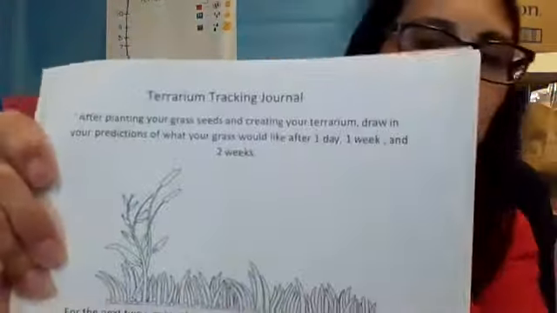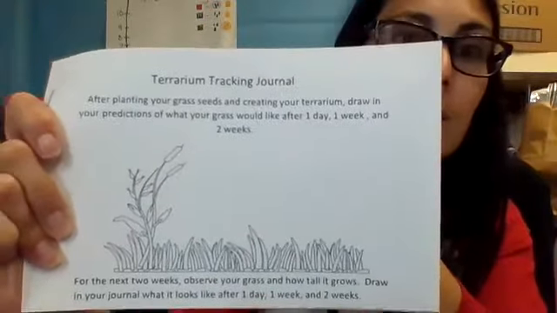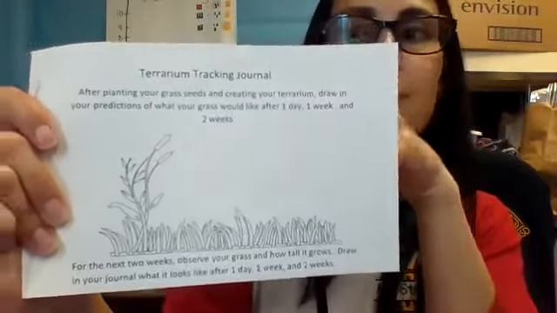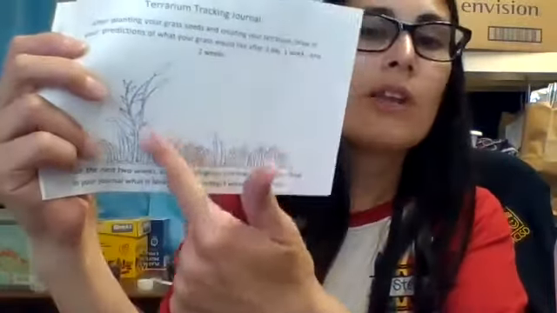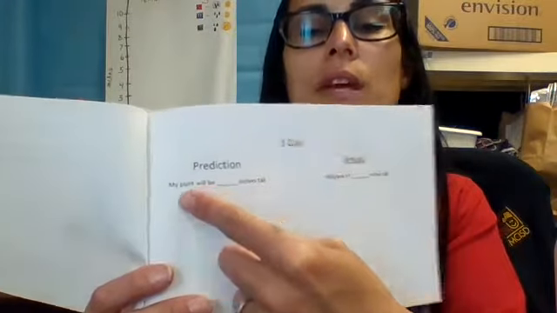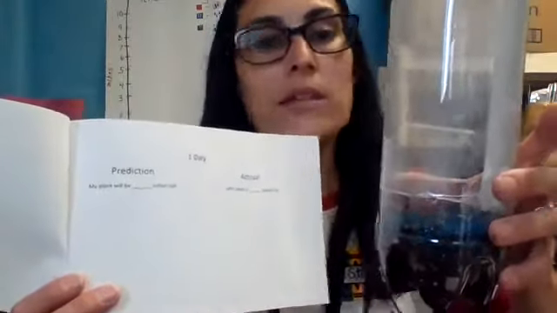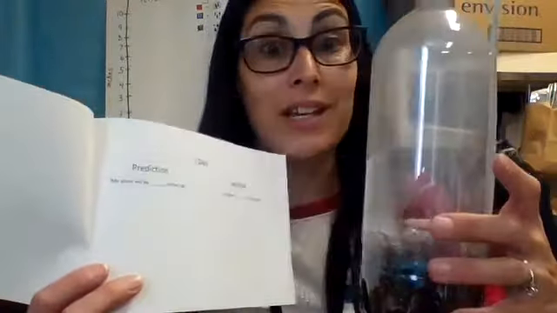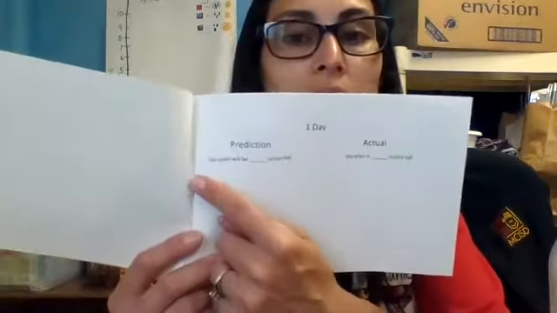So the other thing that you had with you is this terrarium tracking journal. This is where we're going to keep our predictions at. So when you open it up, you can color the front too if you want. But when you open it up, right here it says 1 day. So what do you think is going to happen to this grass seed after just 1 day? Is it going to look the same? Or is it going to start to grow? And if you think it's going to start to grow, how tall do you think it's going to be?